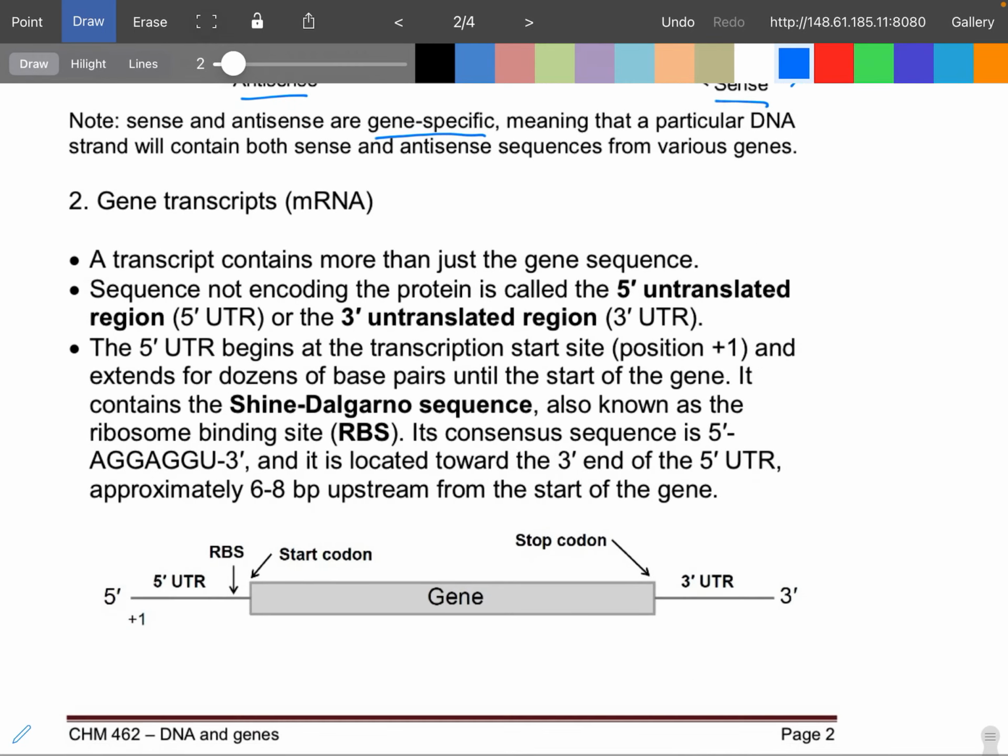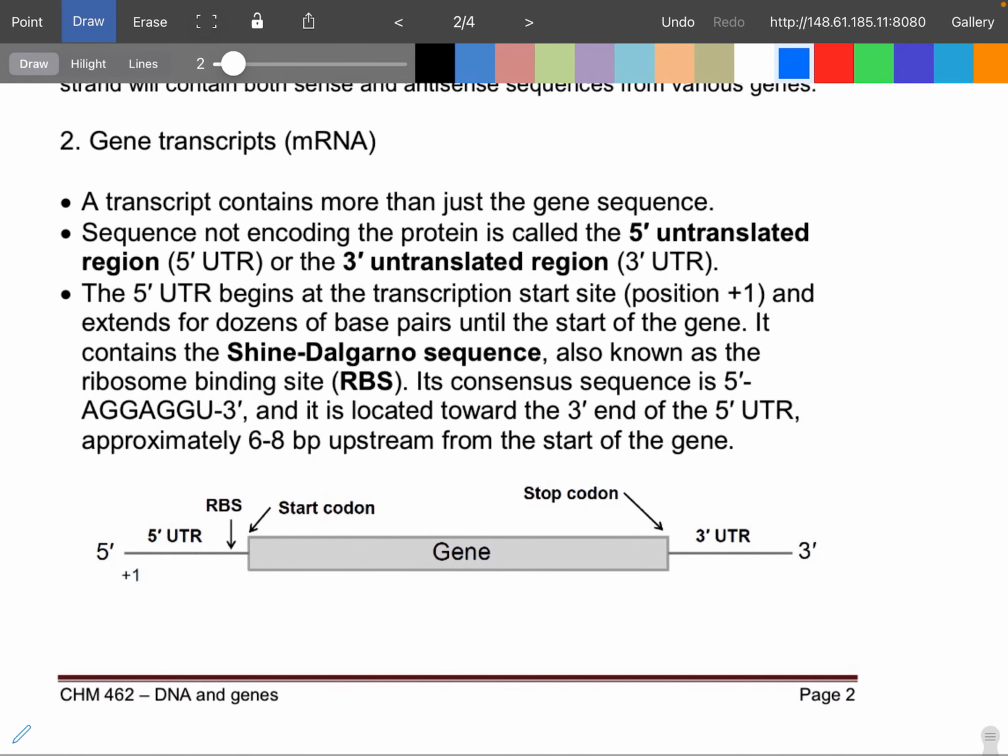Let's talk about what we would see in a typical gene transcript. Another term for that would be messenger RNA. And it's more than just a gene sequence, because there's sequence that doesn't end up in the protein. We call those the untranslated regions, and if it is on the 5' end of the gene, we call it the 5' untranslated region, or UTR. And if it's on the 3' end, we call it the 3' UTR.